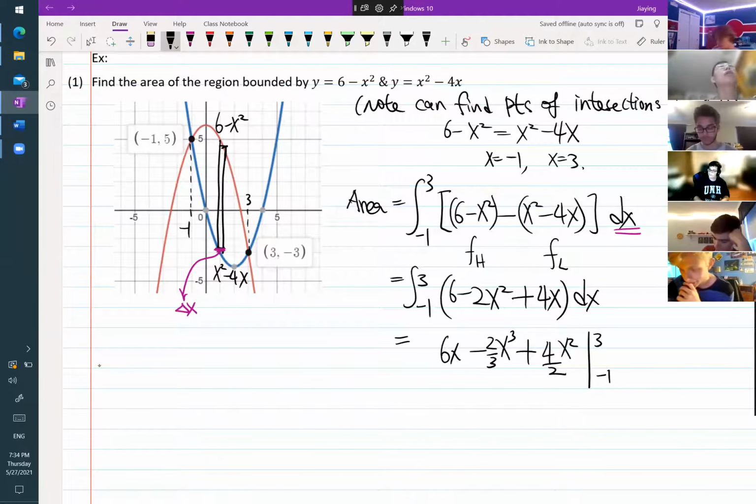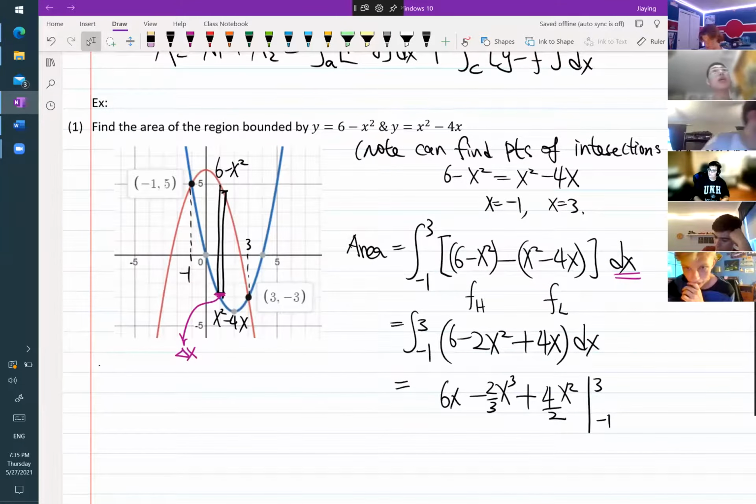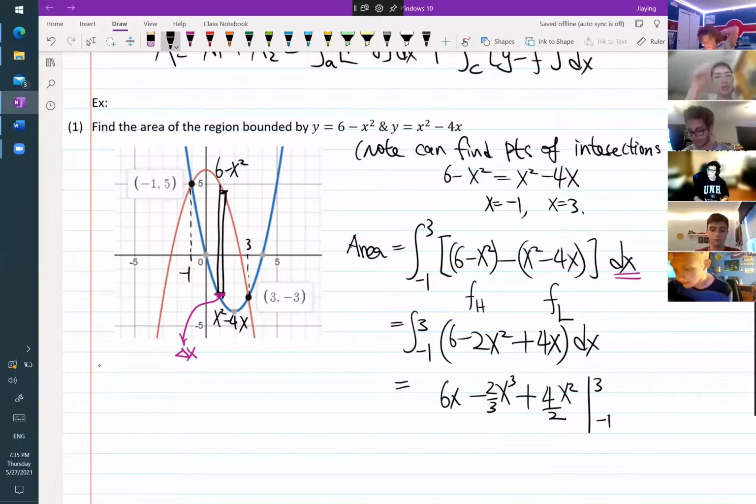Why is the FH and the FL? Oh, sorry, that's not a C, that's an L. So FH just means the higher function, the function that's higher in that region, which is the orange line, and then FL means the lower function, which is given by the blue line.